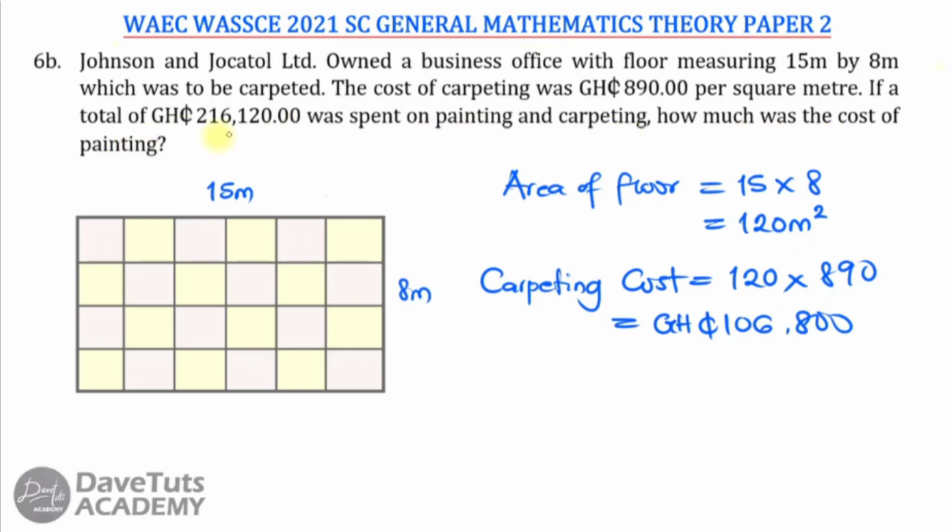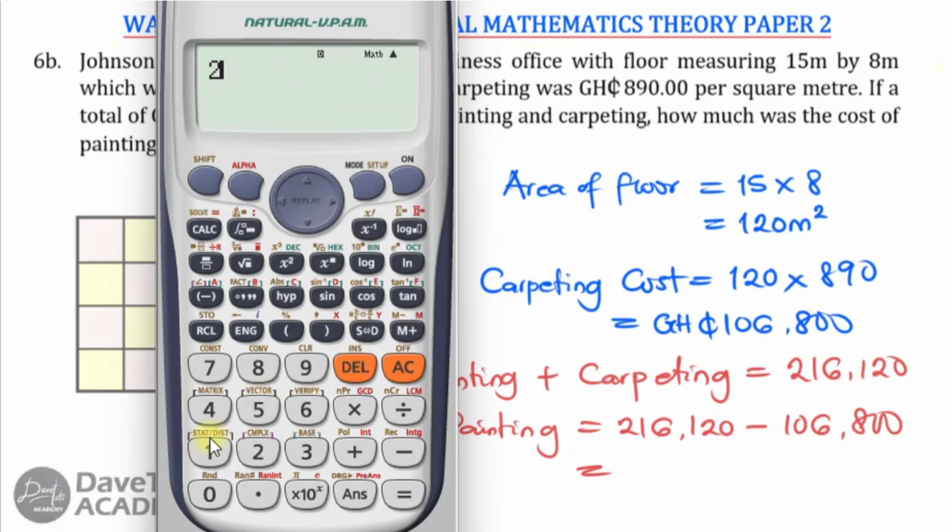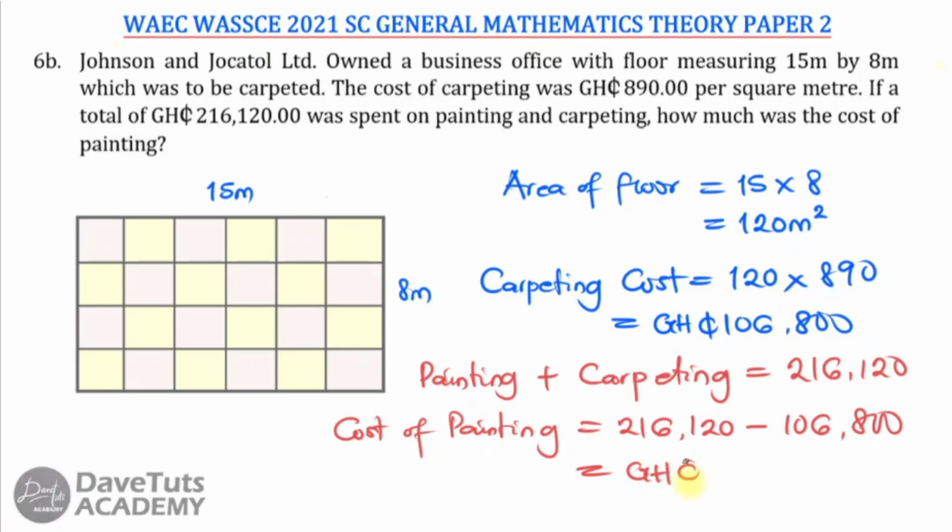So the cost of painting will be this minus what we got for carpeting. Okay, so we can just say painting plus carpeting, the two of them, they cost a total of 216,120. Now for us to be looking for the cost of painting, we now have to be that total, which is 216,120, minus the one for carpeting, which we got as 106,800. So if you are to compute this from our calculator, we have 216,120 minus the answer that we got, and that will be 109,320 Ghanaian cedi, and that is the cost of painting for that particular office that was gotten by Johnson and Jokato. All right.